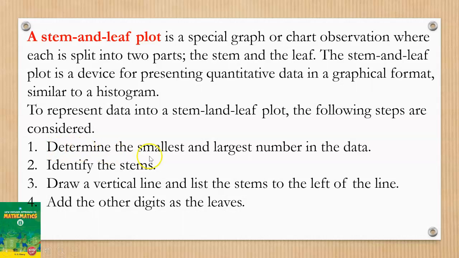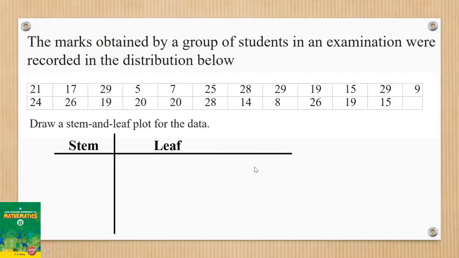Now, to represent data in a stem and leaf plot, the following steps are considered. First of all, we determine the smallest and the largest number in the data set. Then we are able to identify the stem part, and then we identify the leaf part. Now we draw a vertical line and list the stems to the left of the line, and then we add the leaf digit to the right. And so we'll take an example and see how this works.